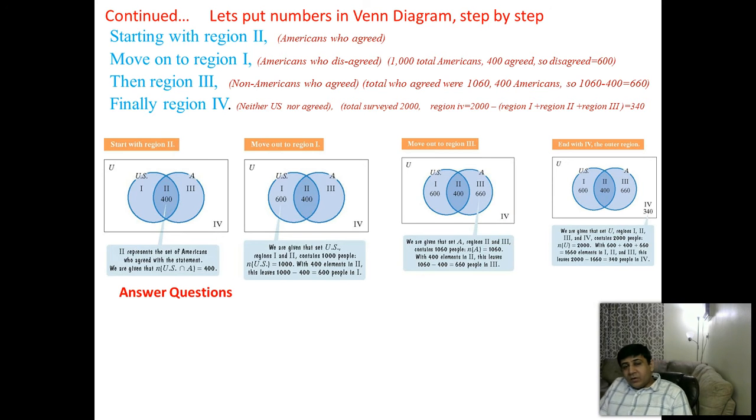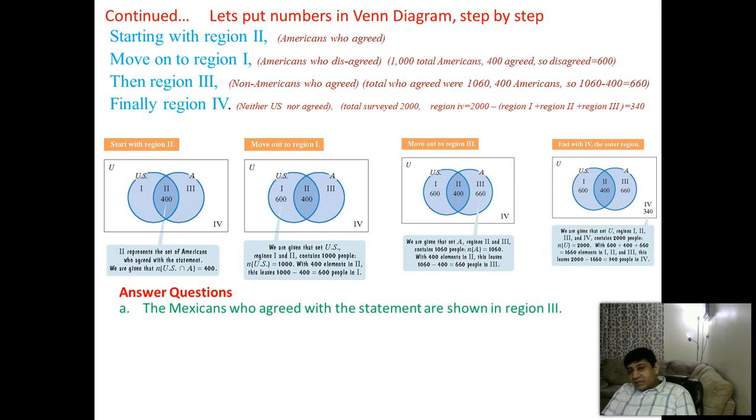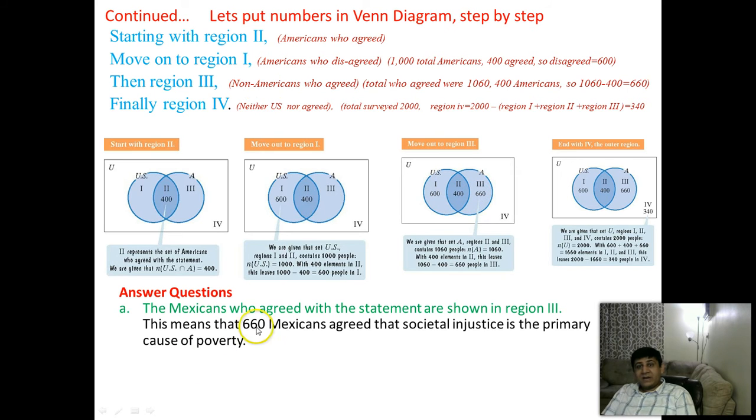Now let's answer a few questions based upon the Venn diagram we just constructed. The first question is the Mexicans who agreed with the statement. How will you find that? The Mexicans who agreed with the statement are the non-Americans who agreed. So this will be region 3 here. This is our answer. So this means that 660 Mexicans agreed with the statement that social, excuse my spelling here, social injustice is the primary cause of poverty.